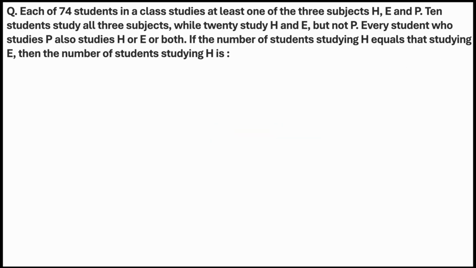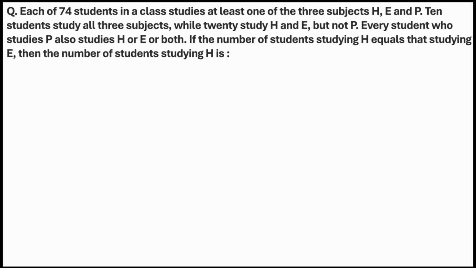So the question reads, each of 74 students in a class studies at least one of the three subjects H, E and P. 10 students study all three subjects while 20 students study H and E but not P. Every student who studies P also studies H or E or both. If the number of students studying H equals that studying E, then the number of students studying H is. So that's all the information given to us.